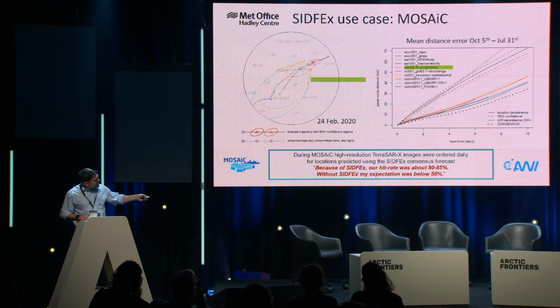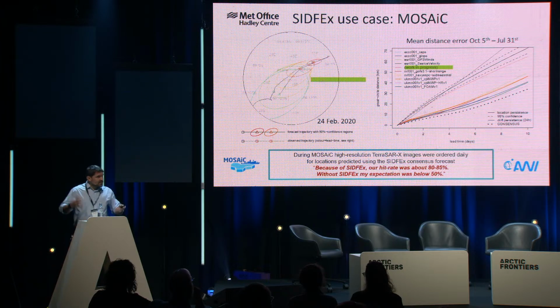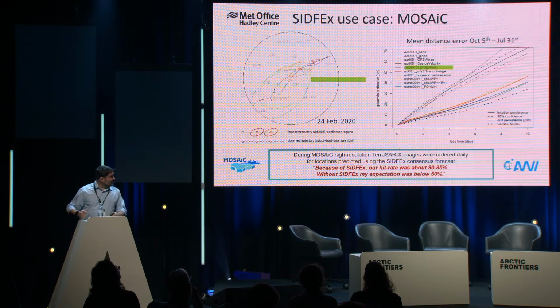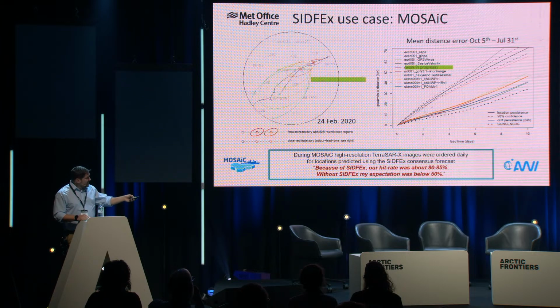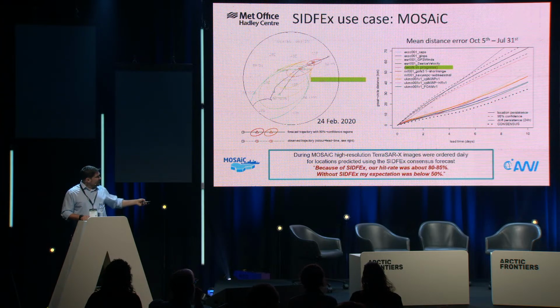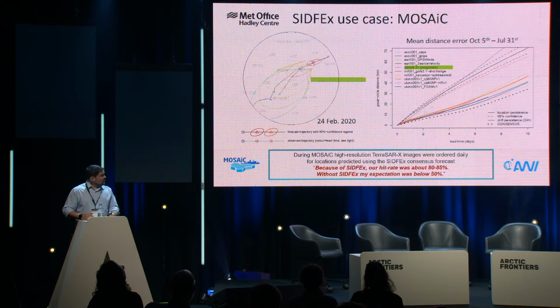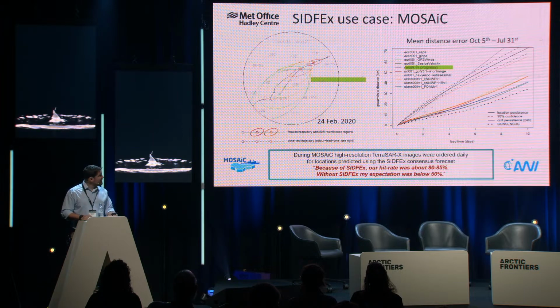And then this dotted line is the consensus forecast that Helga created, his sort of Frankenstein forecast, merging all the other ones together. And it's nice to see that was even more skillful. And essentially DLR said that because of the SIDFEX forecast, their hit rate for these TerraSAR-X forecasts was 80 to 85%, and they were expecting more like 50% when they started on the campaign without our forecasts, they thought. So that was nice. We were not expecting them actually to be quite so impactful.